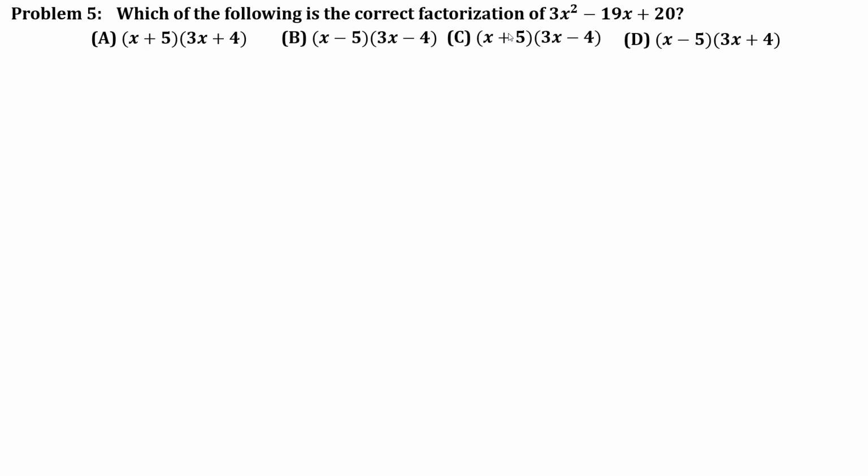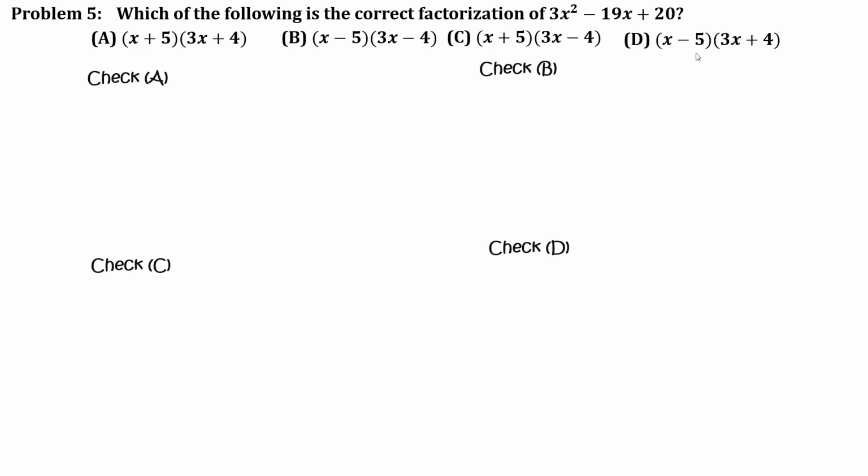Which of the following is the correct factorization of 3x squared minus 19x plus 20? So answer choice A is x plus 5 times 3x plus 4. Answer choice B, x minus 5 times 3x minus 4. Answer choice C, x plus 5 times 3x minus 4. Answer choice D, x minus 5 times 3x plus 4.